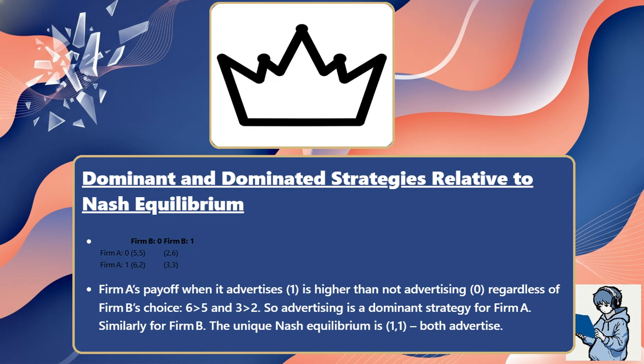Firm A's payoff when it advertises, 1, is higher than not advertising, 0, regardless of firm B's choice: 6 greater than 5 and 3 greater than 2. So advertising is a dominant strategy for firm A. Similarly for firm B, the unique Nash equilibrium is 1-1, both advertise.